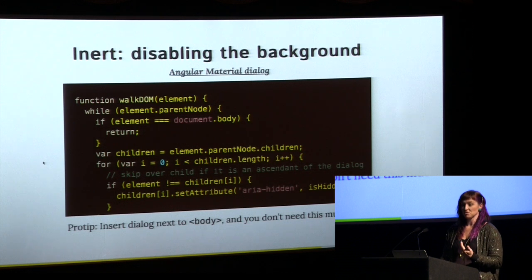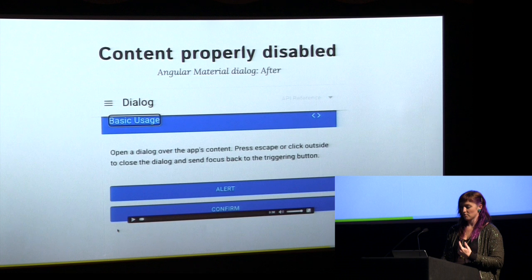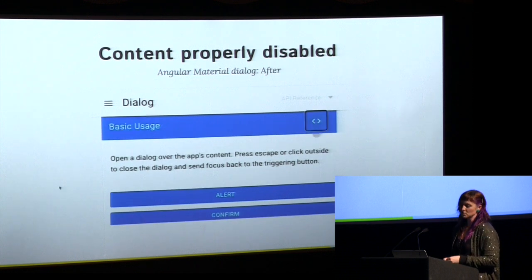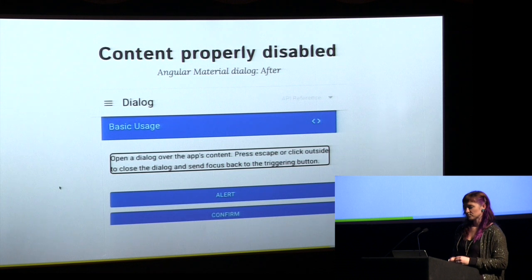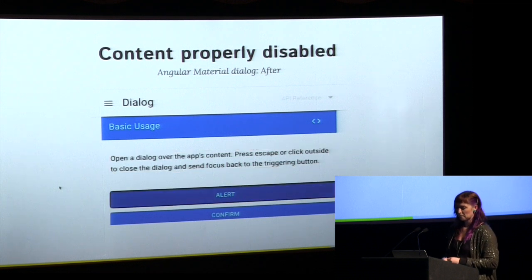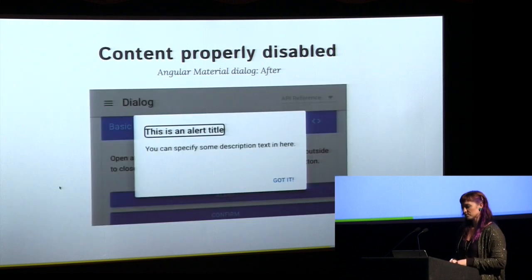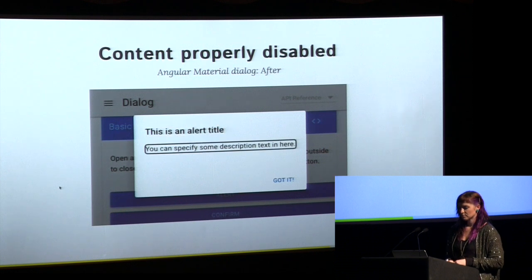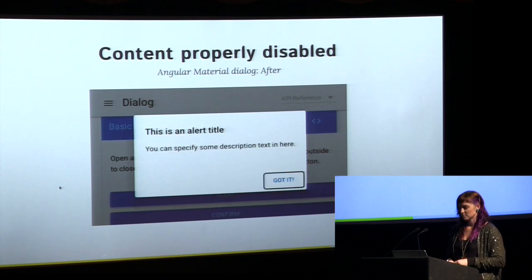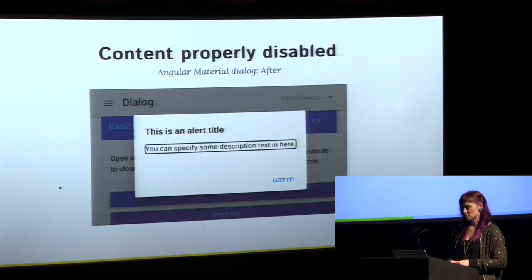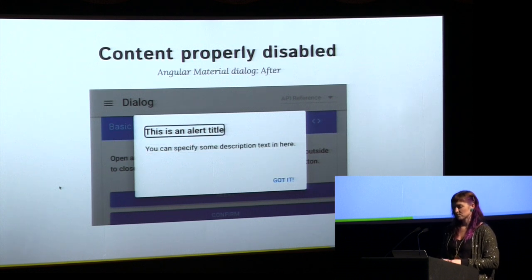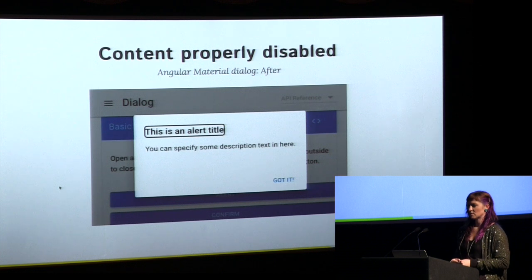And in Angular, this was a little tricky because we allow you to insert it in any place. I'm going to skip that for time purposes. But let's see what it looks like when it's fixed. Edit on CodePen. Open a dialog over the app's content. Alert. Button. Alert. This is an alert title. Heading. You can specify some description text in here. Got it. Button. All right, we're at the end of the tab order. We're going to go backwards. This is an alert title. All right, we're in business.